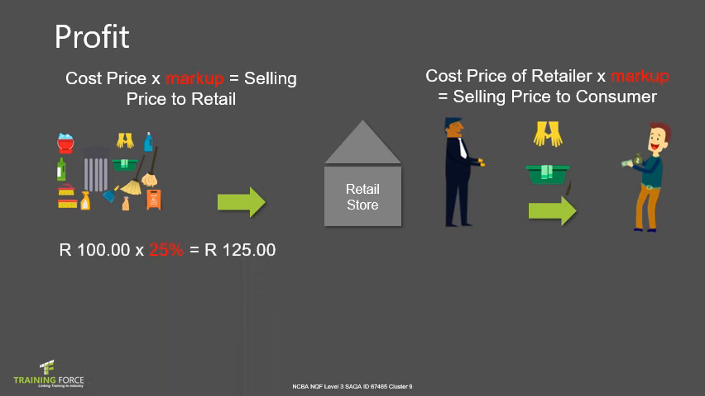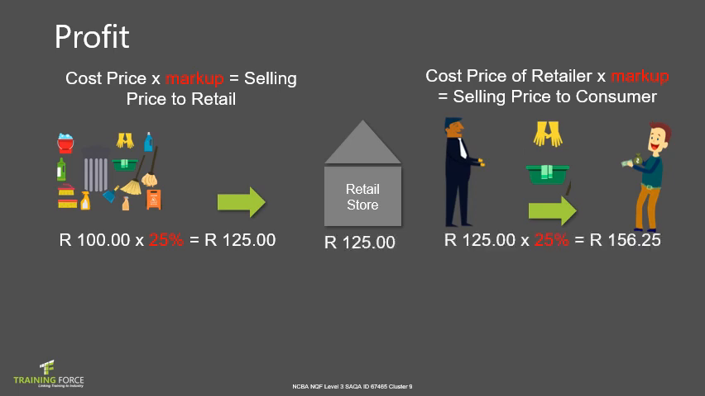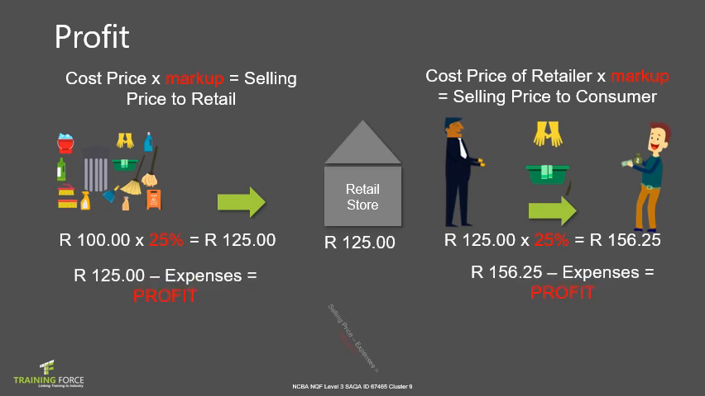So we can say that 25% would be the markup in this case. So if we look at our example, our manufactured goods cost 100 Rand, it's multiplied by 25%, and that then equals 125 Rand, which is then the selling price to the retailer. The retailer then adds his 25% or whatever percentage they have in the market, and that equals 156 Rand 25. Now, if we take the selling price of the manufacturer and the one of the retailer, and we minus each expenses, we then get profit for each.